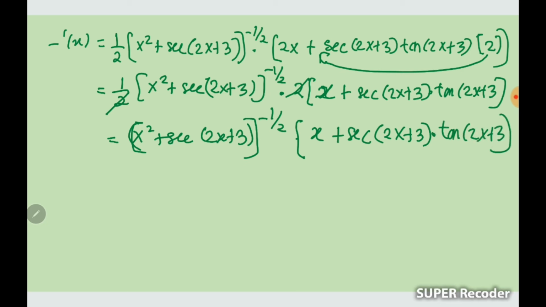So this is the simplest form for the final answer you should give. Thank you.